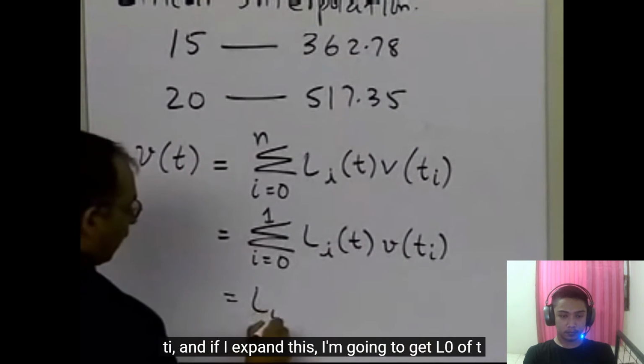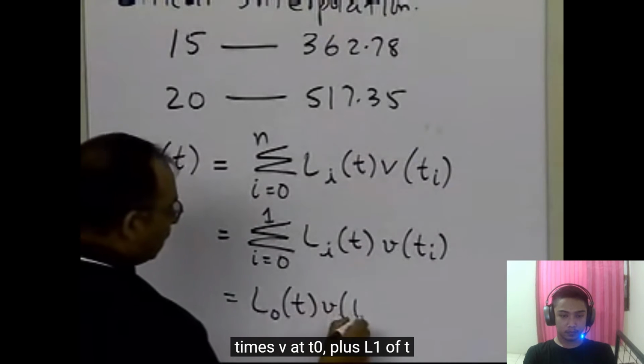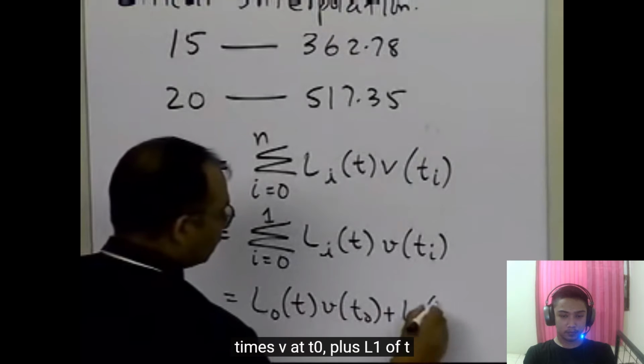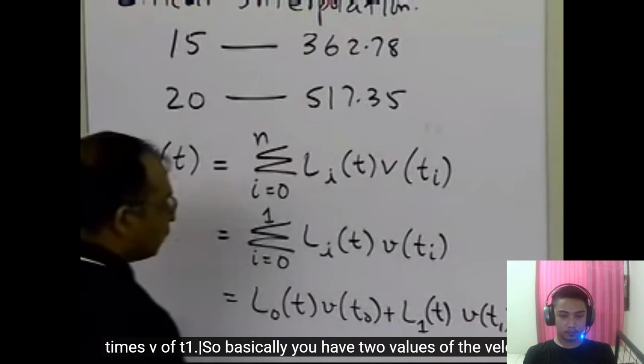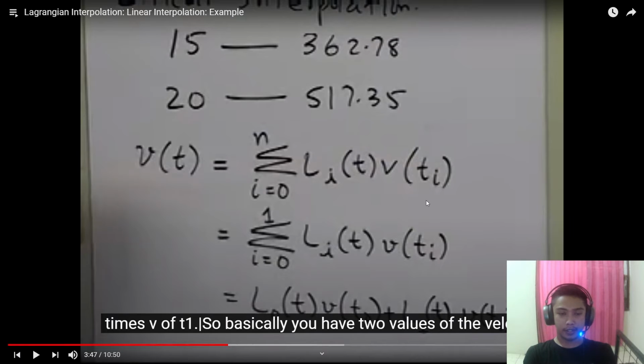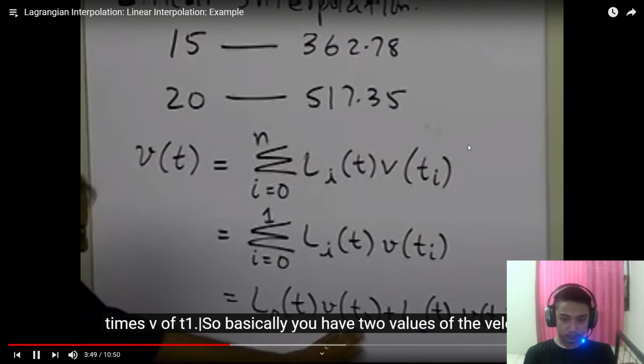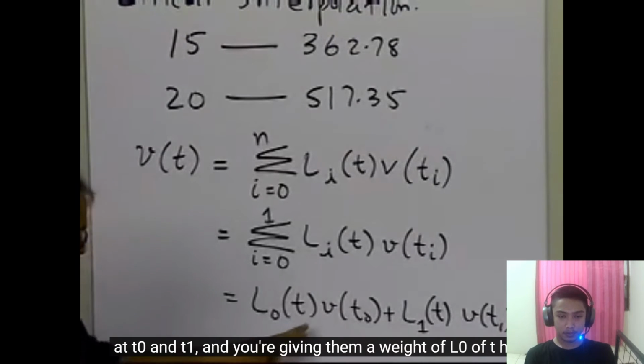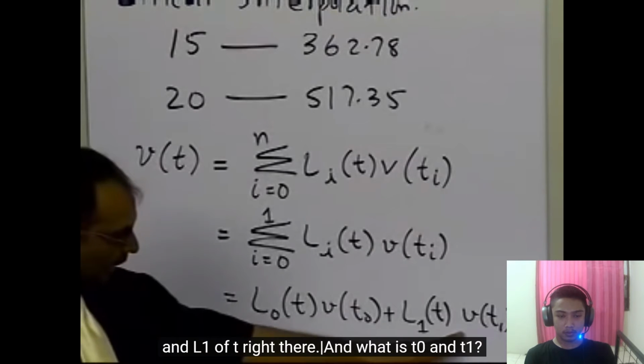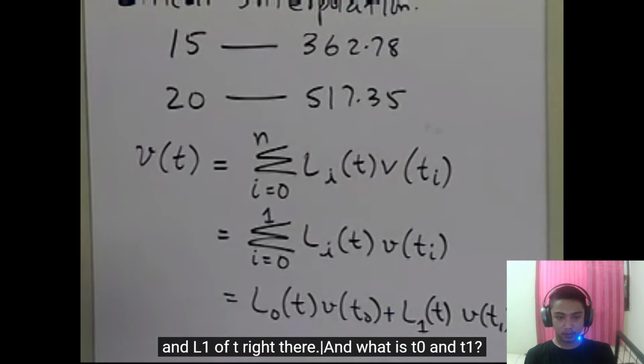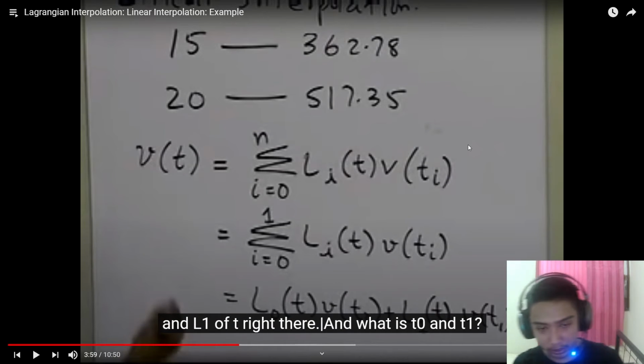And if I expand this, I'm going to get L0 of t times v at t0 plus L1 of t times v at t1. So basically, ini di breakdown ya, dimana menggunakan L0 dan L1 ya. You have two values of the velocity at T0 and T1, and you're giving them a weight of L0 of T here and L1 of T right there. And what is T? Kenapa ditambah dan kenapa berulang? Ya ini penggunaan sigma ya teman-teman. Berhubung ini dari i 0 sampai dengan 1 sehingga jumlah iterasi operasinya itu 2.